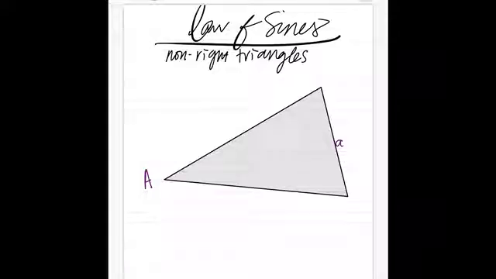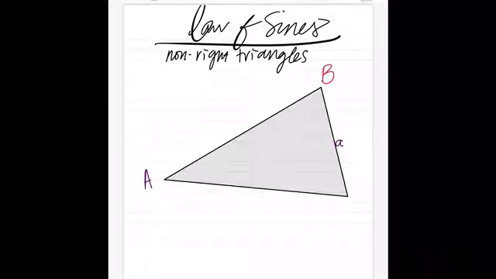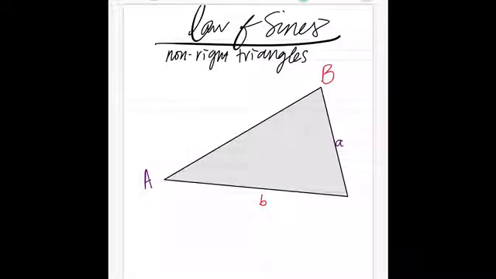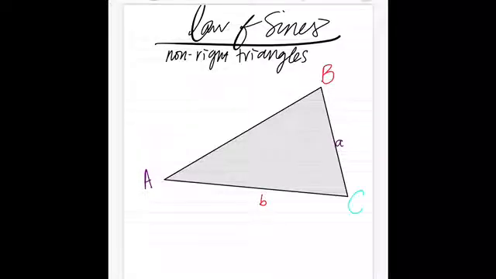So let's label B in red. We're going to call this angle B. The side opposite of angle B is this one here. That's opposite, straight across. And then C, we're going to do in blue. So this is capital C for angle C, and this is a lowercase c for side c.